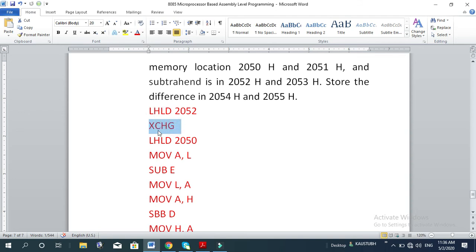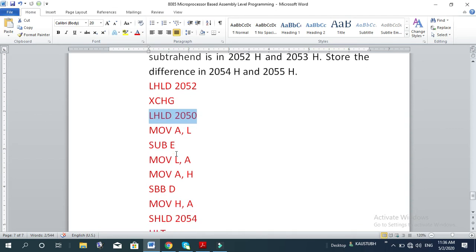So now the content of HL, that is my subtrahend, is in the DE register pair at this point. Again I am using LHLD, so the HL register pair is now loaded with my minuend. From 2050 data goes to L, from 2051 data goes to H, which is my minuend. So now my minuend is in HL and the subtrahend is in the DE pair.